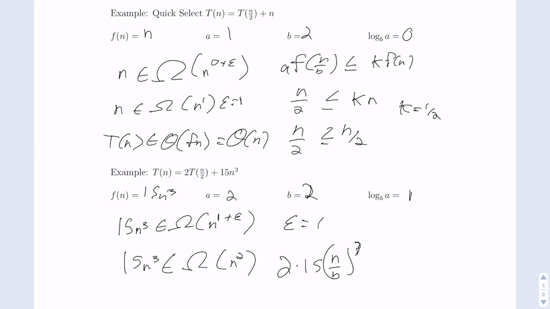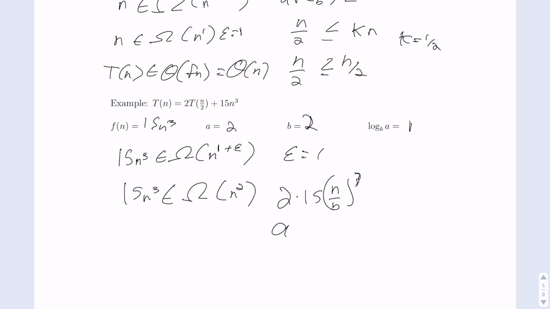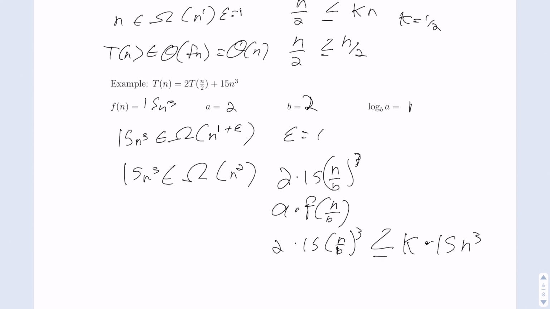Okay, sorry about that. I just forgot how functions worked for a second there, but back on track now. So this is supposed to be a times f of n over b. a is 2. f of n over b is 15 times n over b cubed. And we want to make that less than or equal to some k times 15n cubed, right? This b is a 2.